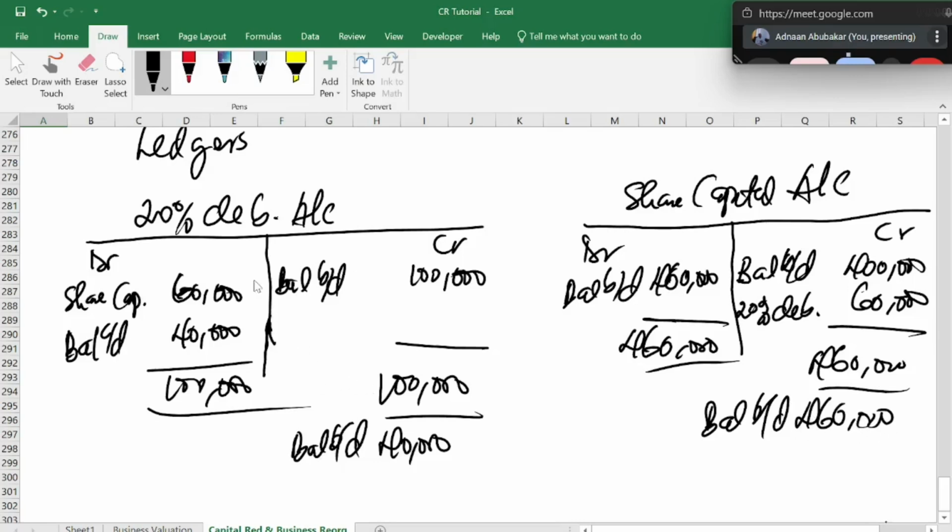Now nobody is losing here, nobody is gaining here. Have you seen it? So here there's nothing like capital reduction. Capital reduction only comes in when there's a gain or a loss. Here there's no gain and no loss. It's between two accounts. Then you balance it.